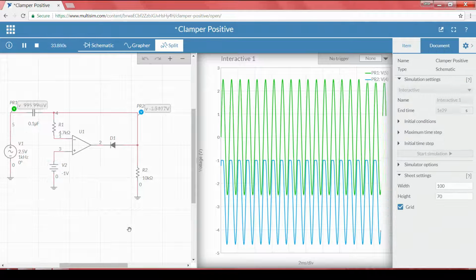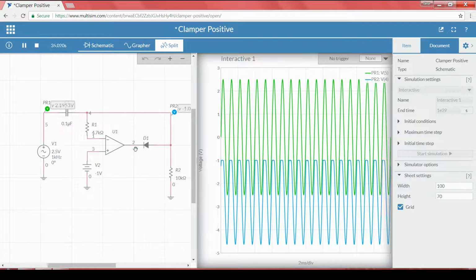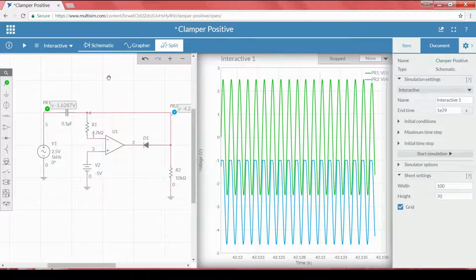Simply by changing the diode, we can understand the working of both the positive as well as the negative clamper. What matters here is the reference that we provide as input to the non-inverting terminal, as well as how exactly the diode is connected to the operational amplifier. That completely decides whether you are using a negative clamper or a positive clamper. Now we have seen the simulation.